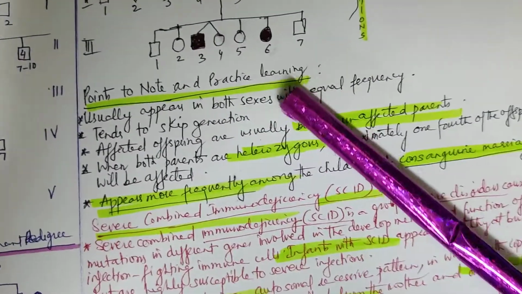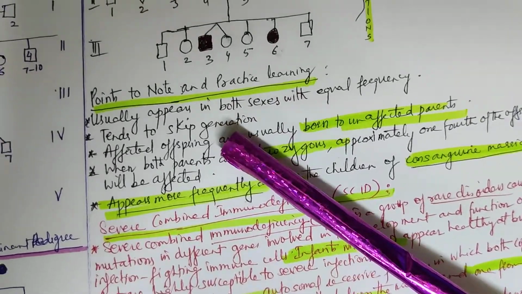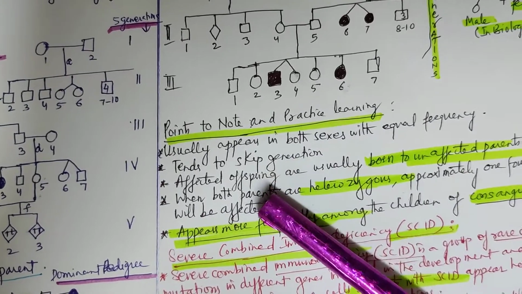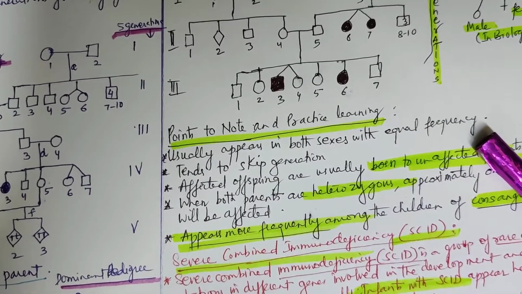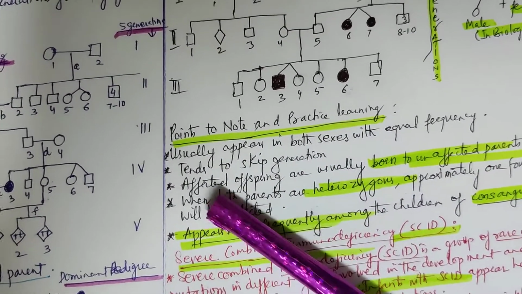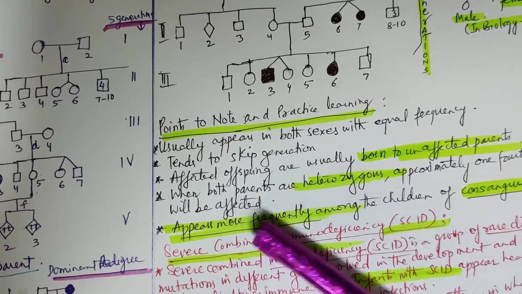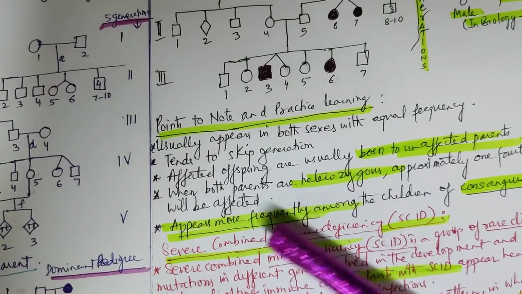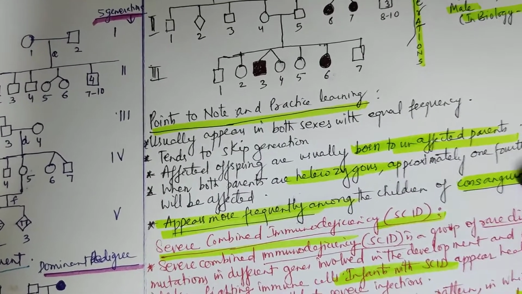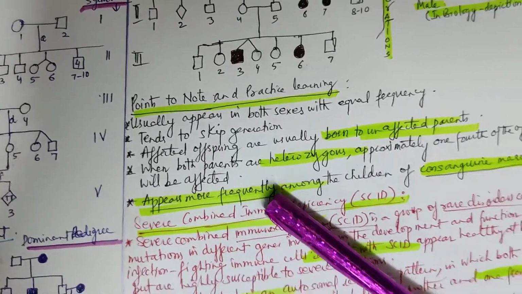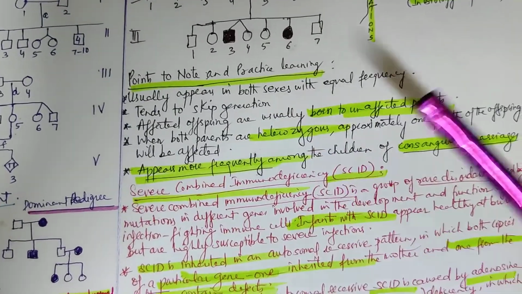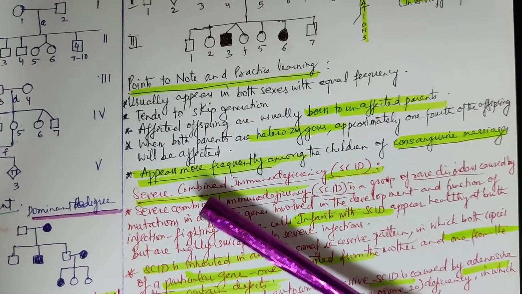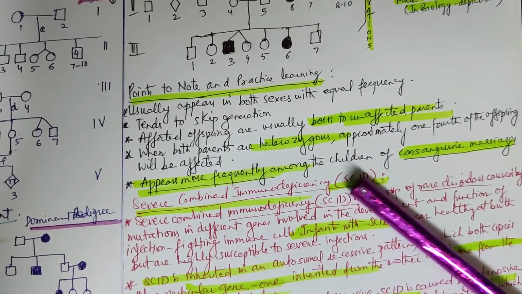Now what points are to be noted in this? Points to note: the trait usually appears in both sexes with equal frequency. The genes tend to skip generations. Affected offspring are usually born to unaffected parents. When both parents are heterozygous, approximately 1/4 of the offspring will be affected. It appears more frequently among the children of consanguine marriages.